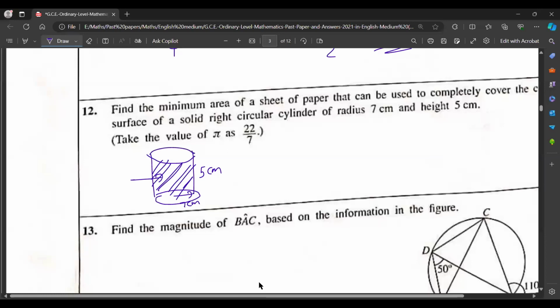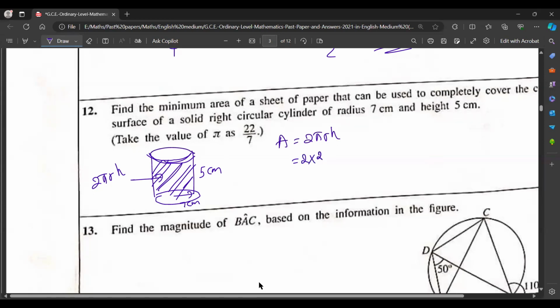The area of the curved surface should be 2πrh, 2πrh. You should remember 2πrh, they will ask it. Area of the curved surface: they think of this one as a rectangle. Okay, 2πrh, so multiply this.